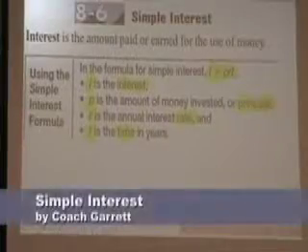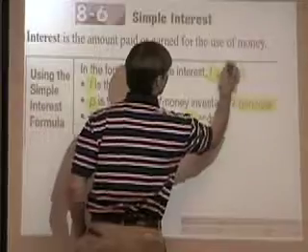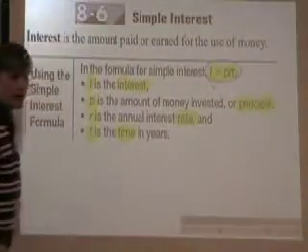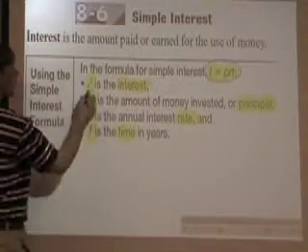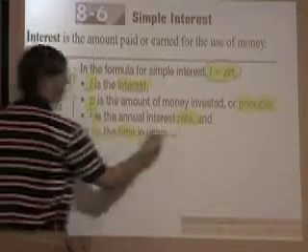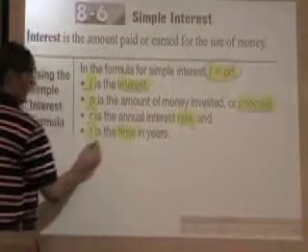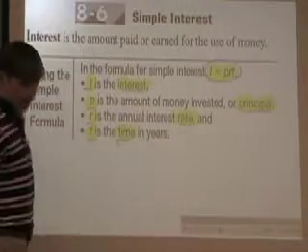Alright, today we're going to talk about simple interest. Okay? Here's your formula for simple interest. Alright, and you need to know what each one of these stands for. I stands for interest. P stands for principal. R stands for the rate. And T stands for the time.